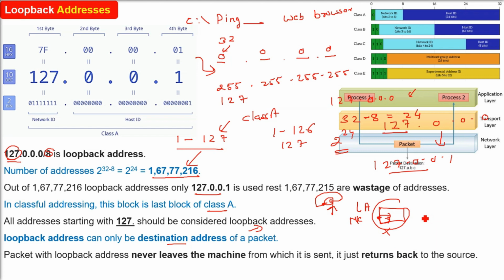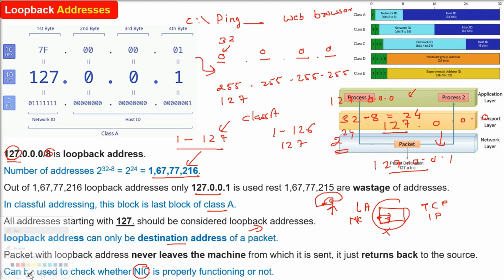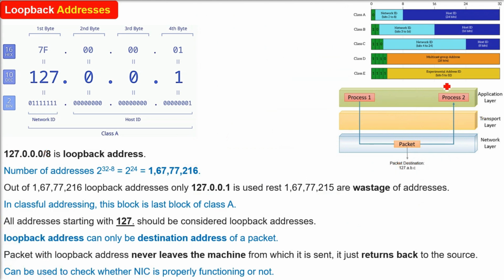It will remain inside your NIC, the network interface card, and will just check whether the TCP/IP stack is okay or not. So it can be used to check whether the NIC, the network card, is functioning properly or not. Let me show you diagrammatically. This is how it works.